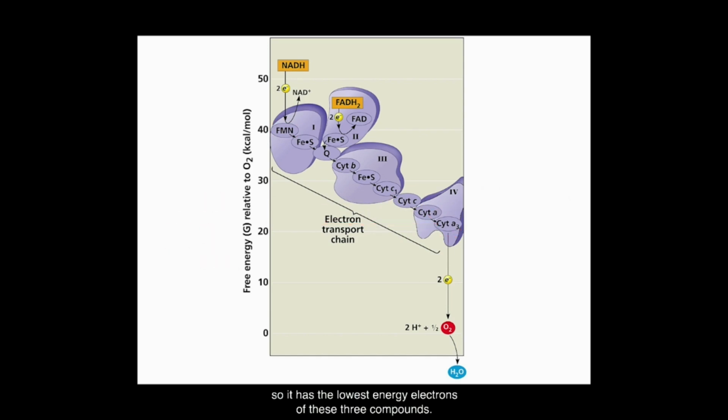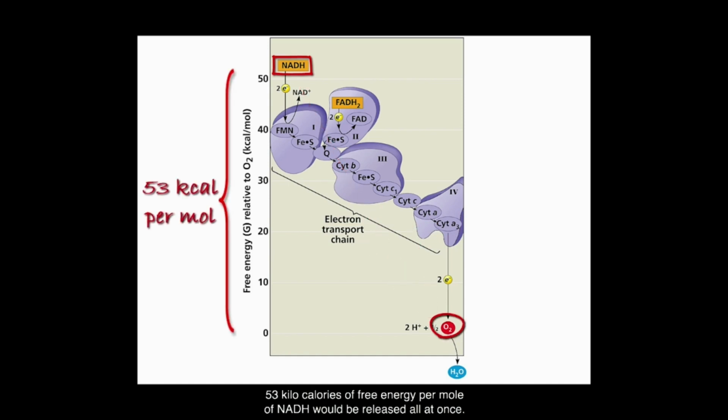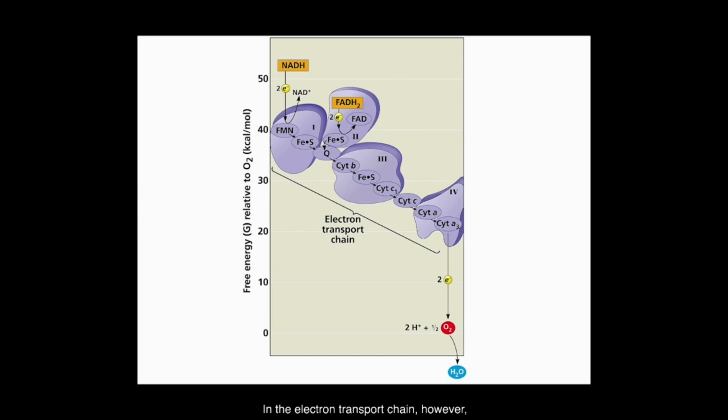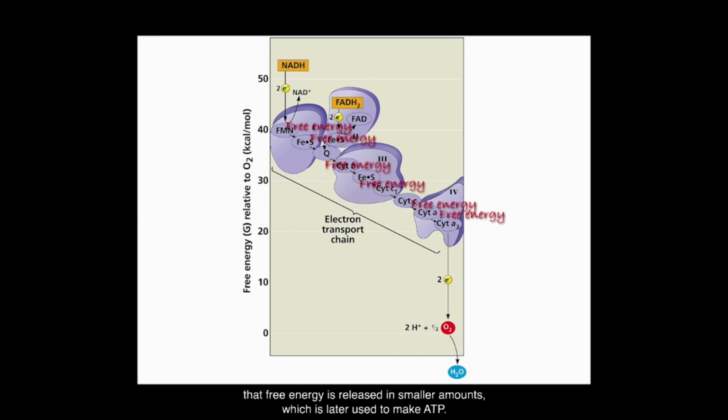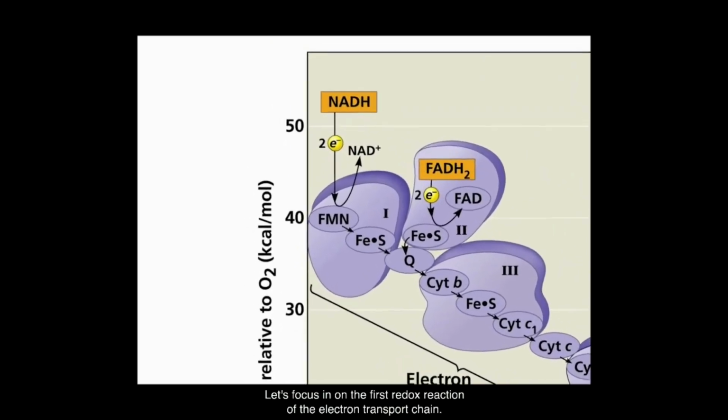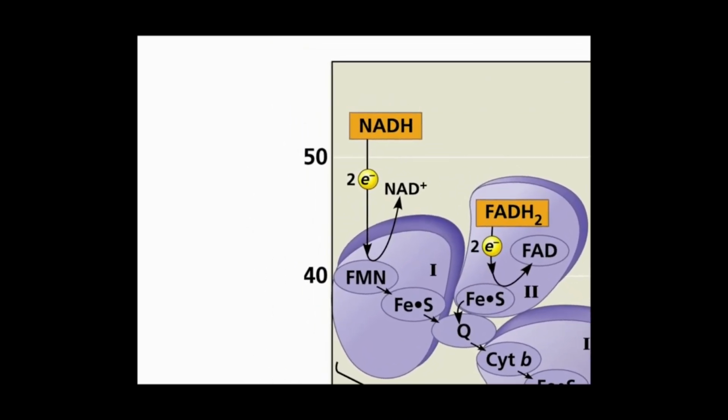these 3 compounds. Notice that if NADH donated its electrons directly to oxygen, 53 kilocalories of free energy per mole of NADH would be released all at once. In the electron transport chain, however, that free energy is released in smaller amounts, which is later used to make ATP. Let's focus in on the first redox reaction of the electron transport chain.